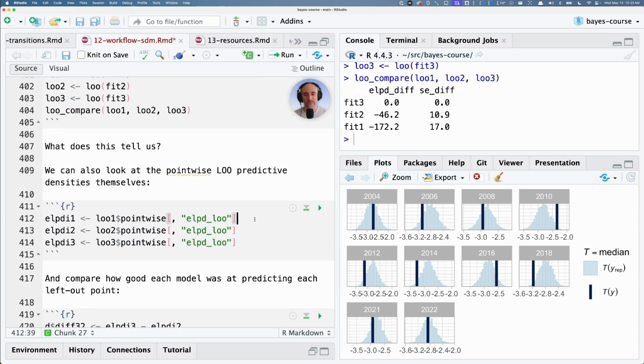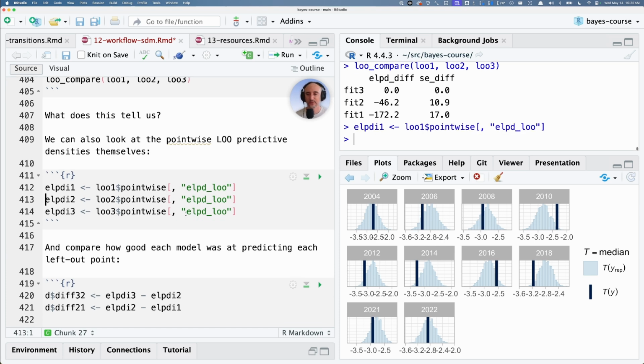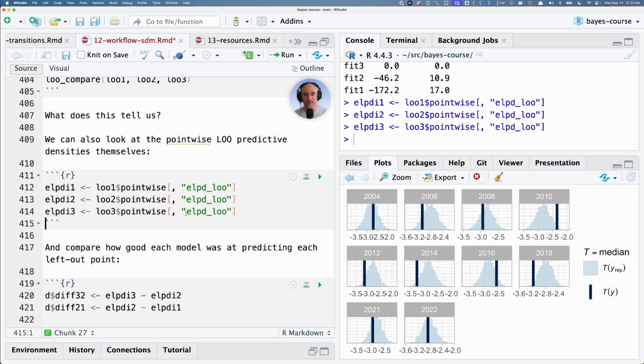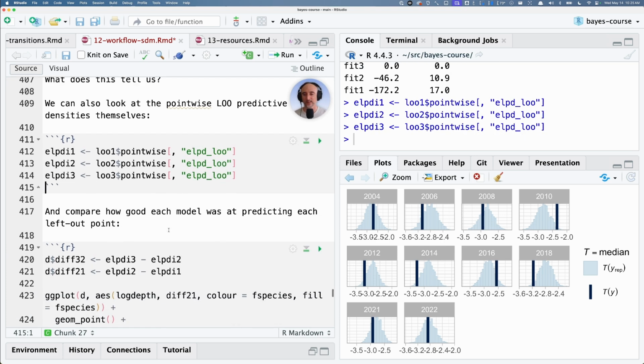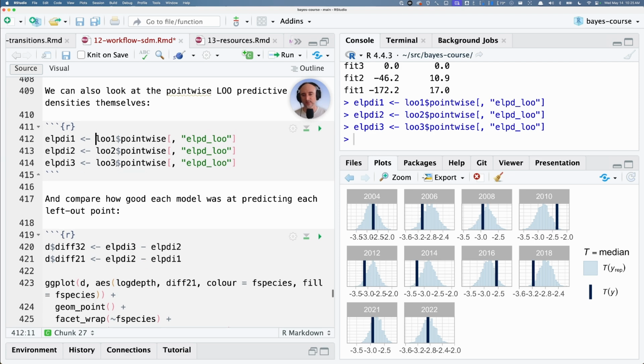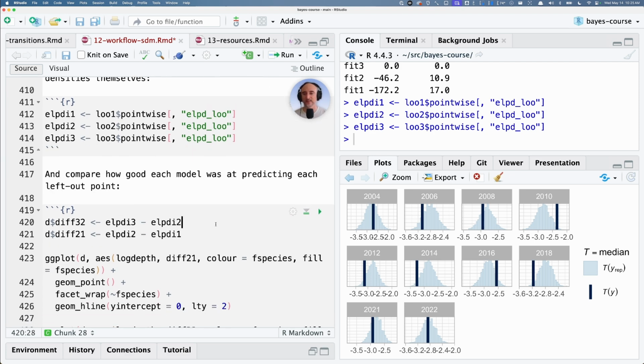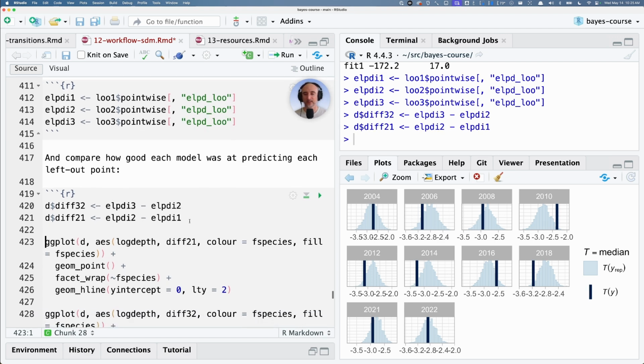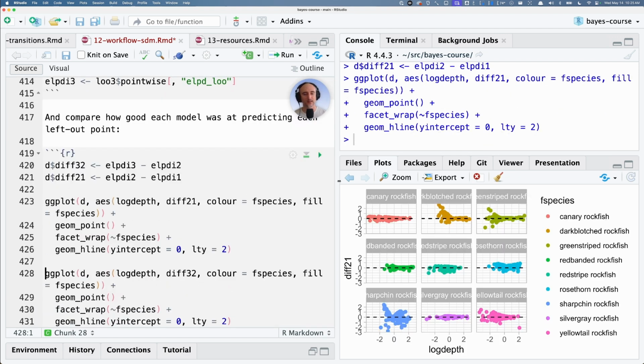We looked at this briefly last week, but we can also look at the point-wise leave one out predictive ability. To do that, I can just grab this column from the point-wise output from my loo object. Now I can compare one model to the other. So I'm going to start by comparing model 2 to model 1. If it's above the line, then it prefers model 2. If it's below, it prefers model 1.